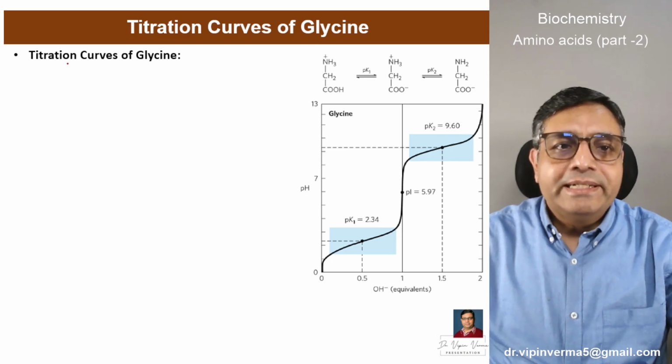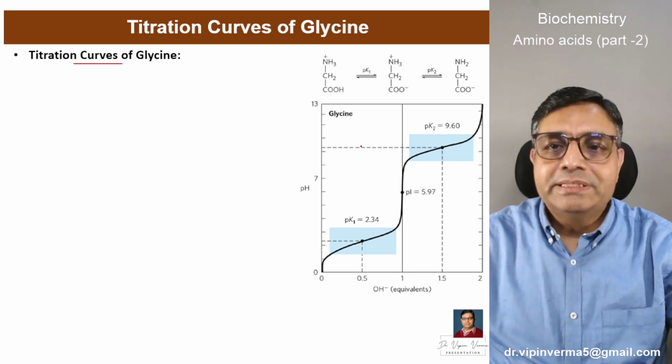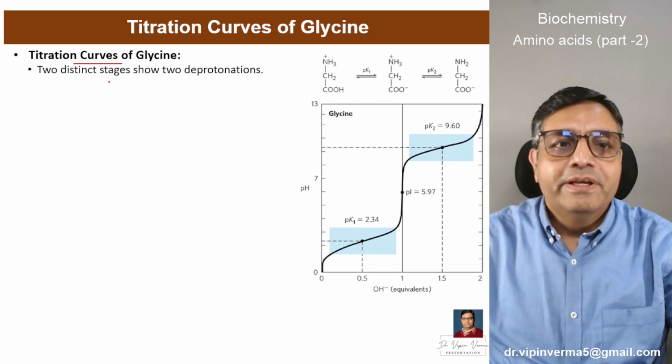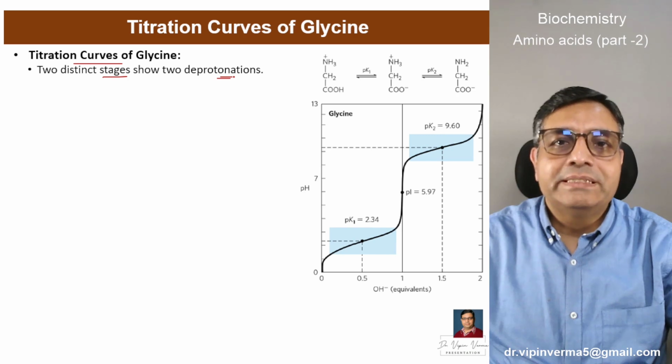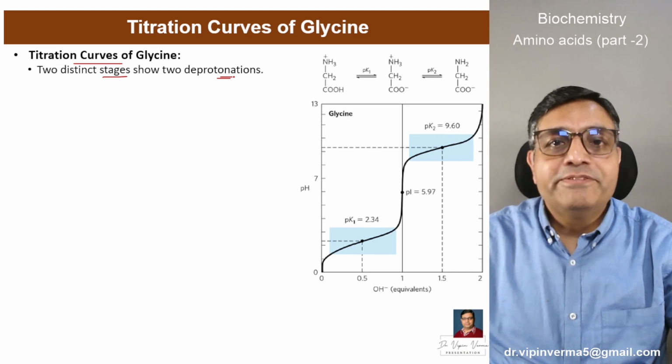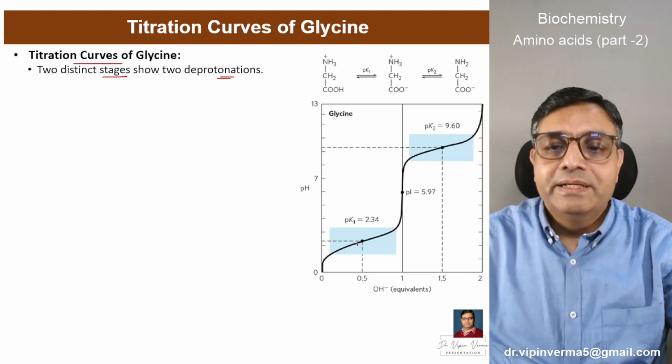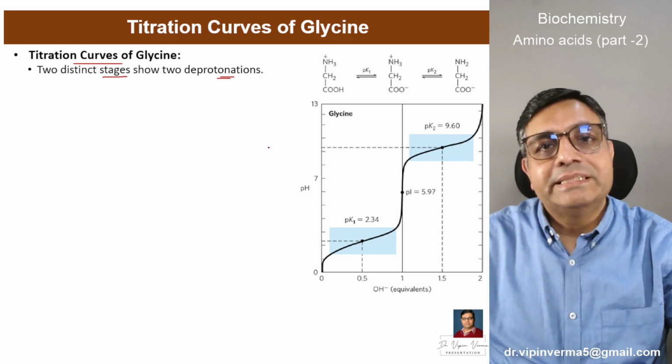Now, if we see the titration curve of glycine, we have two distinct stages. Here you can see two blue boxes, one box here, one box here. These are the two stages, and they show two deprotonations. Deprotonation is the term we use when we are losing a proton. So that means we are losing two protons in the titration of glycine, and that's why we see these two distinct stages here.